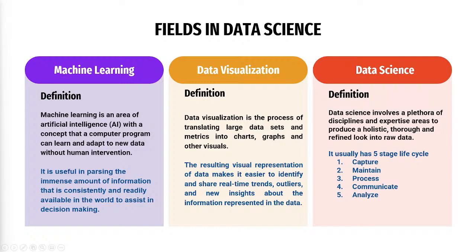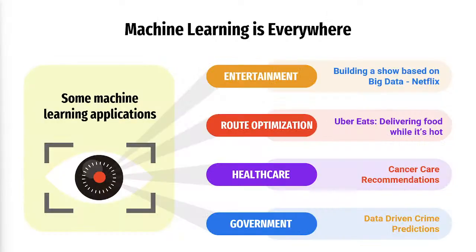And then we have data science. It involves a plethora of disciplines and expertise. It may contain data visualization as well as machine learning, deep learning, anything can be there. And it's actually everywhere. The field of data science or machine learning is everywhere. You think of any field, like entertainment, route optimization, healthcare, government, everywhere we have it. These are just four domains.